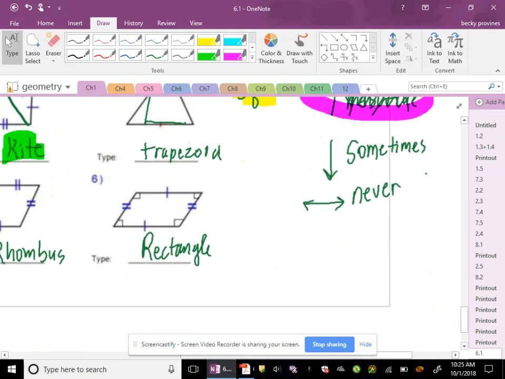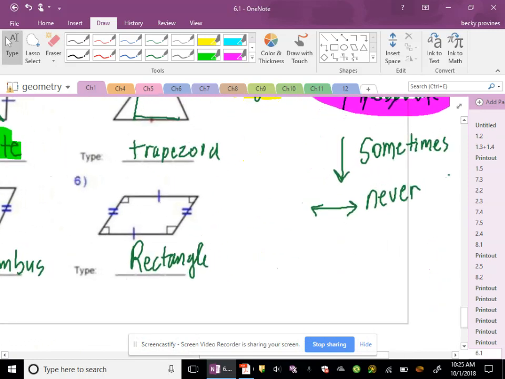So yes, they are going to try to fool you. Like this one, they're trying to fool you. The picture definitely does not look like a rectangle, but they tell you these angles are 90 degrees. So go by the information. If the angles are 90 and the opposite sides are equal, then it has to be a rectangle.